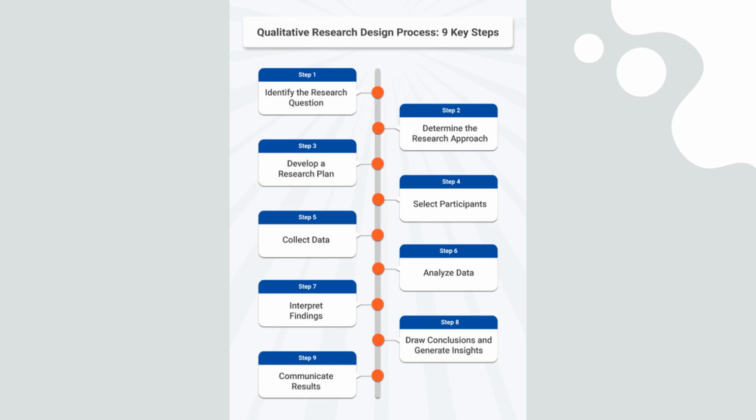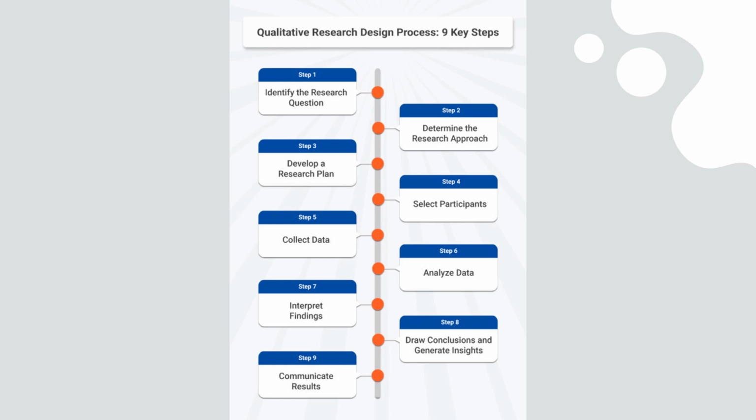Step 5, collecting data. Conduct data collection using the chosen qualitative methods. This may involve conducting interviews, observations, focus groups, or document analysis, as we just discussed in the previous slide. To maintain ethical standards, it is crucial to adhere to ethical guidelines and ensure that participants provide informed consent. Consider audio or video recording to ensure accurate data capture.